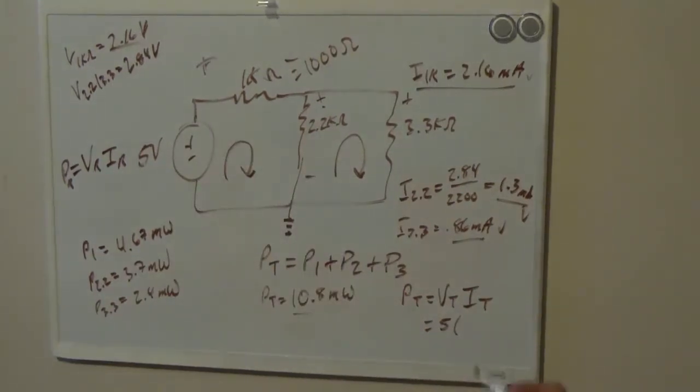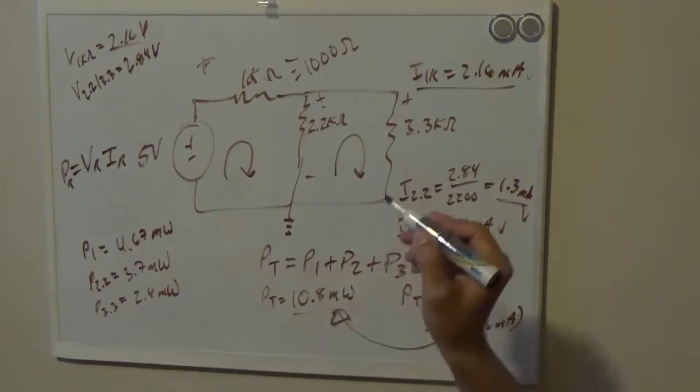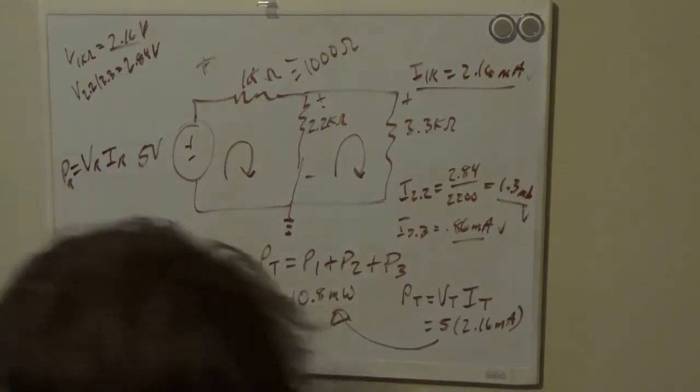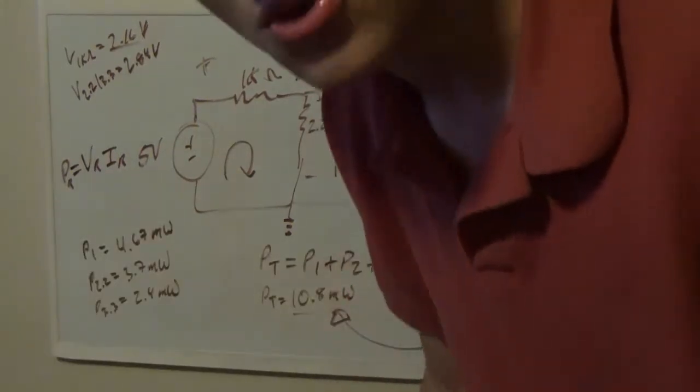So, knowing that, I can take this 2.16 milliamps that I had before, and I hope you guys see that 5 times 2.16 gives me this. So we are good to go. We're all checked out. Everything makes sense. Mathematically, physically, electrically, everything checked out for us. So let's go blow some resistors up. I will see you guys over at the bench.